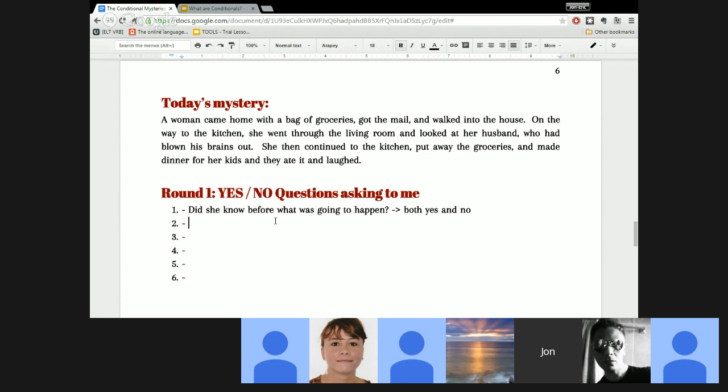Okay, I'll try. Was the main reason, I mean, did she read something in the mail that caused her to kill her husband? Oh, she didn't kill her husband. On the way to the kitchen, she went through the living room and looked at her husband, who had blown his brains out. He shot himself. Yeah, he killed himself. Okay, I misunderstood it.